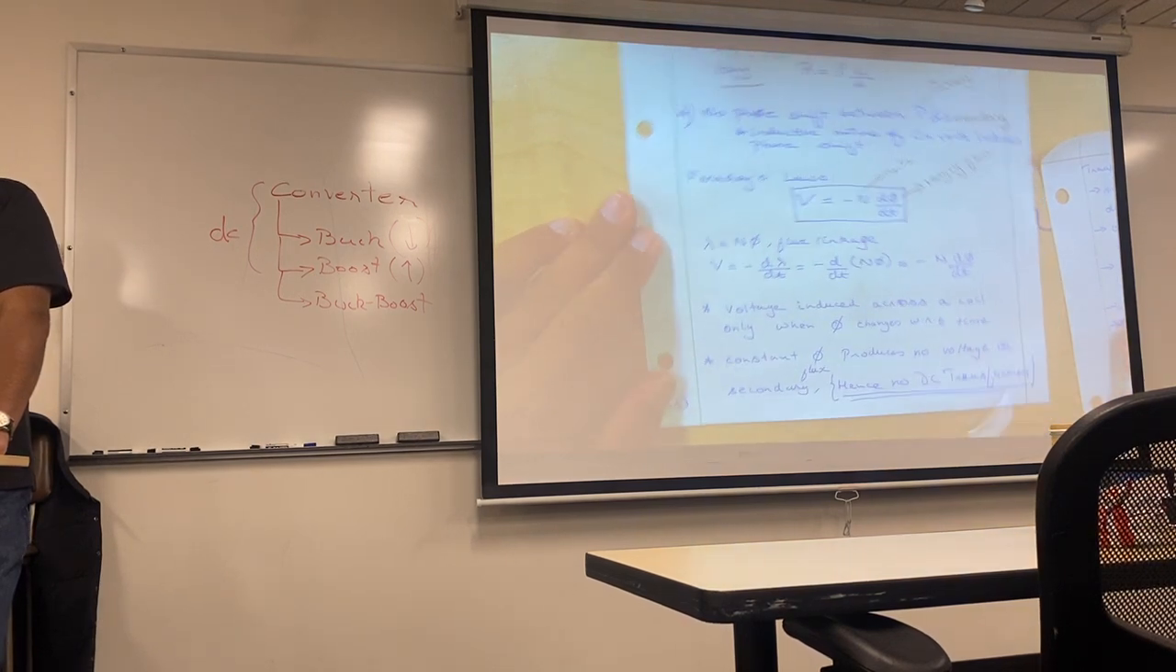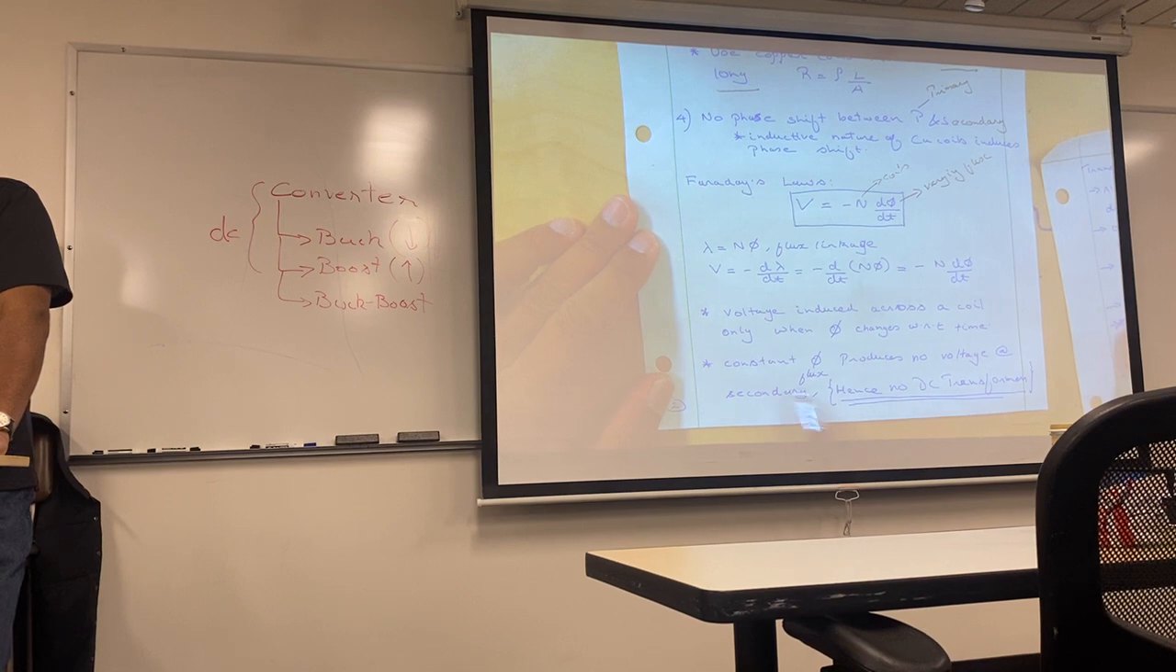And here's the deal. What happens inside a DC system is a constant flux, and because there is no change, you cannot have a voltage change on the secondary using a constant flux. That's the issue, and that's why you don't have a DC transformer.